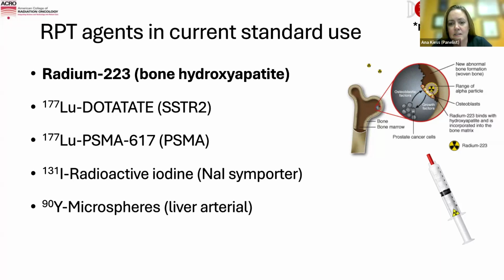It's given in a syringe once every month for up to 6 cycles. For metastatic prostate cancer, it has been studied in other cancers, but is currently only FDA approved for metastatic prostate cancer bone metastases. Next slide.